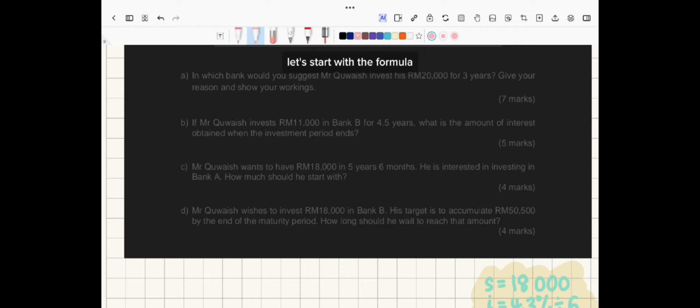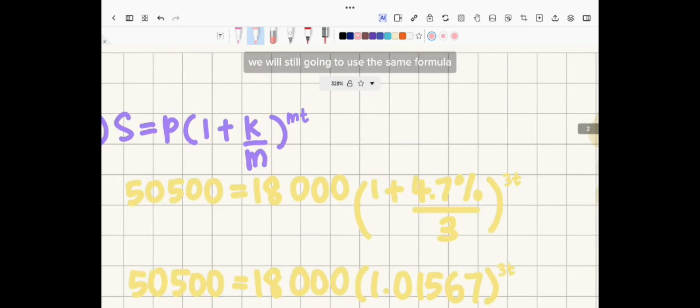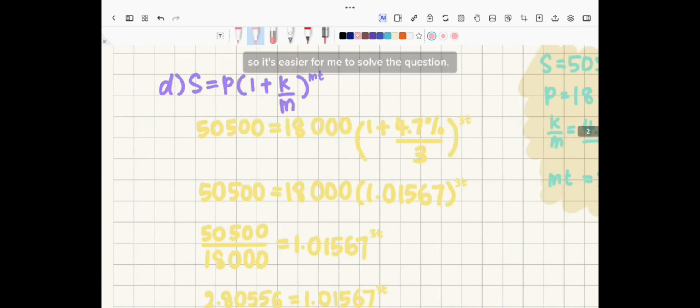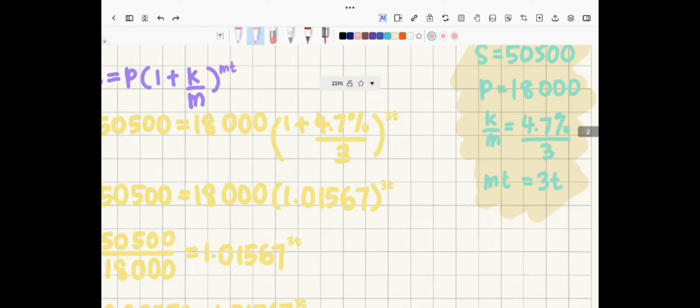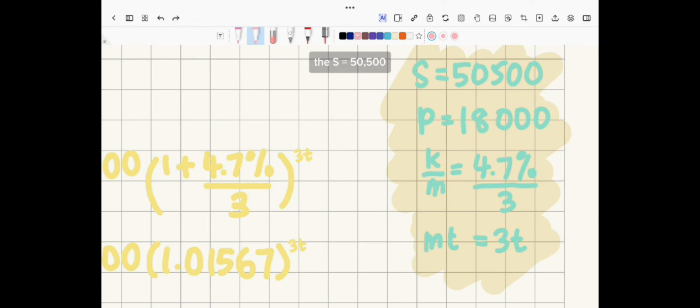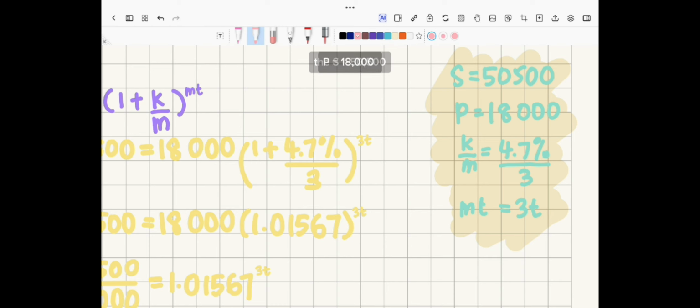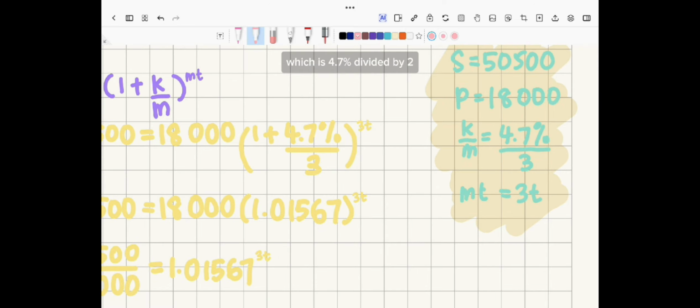As usual, let's start with the formula. We're still going to use the same formula, but I changed it a little bit so it's easier for me to solve the question. Let's identify each value for the formula. The A is 50,500. The P is 18,000. Now the i is 4.0% divided by 3.